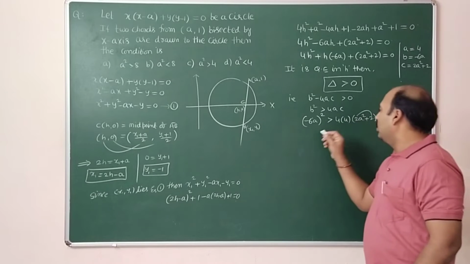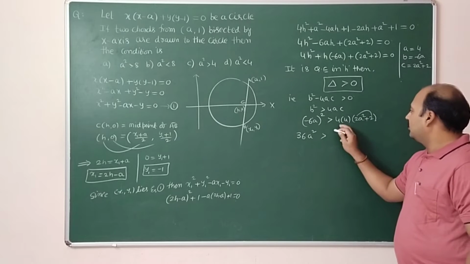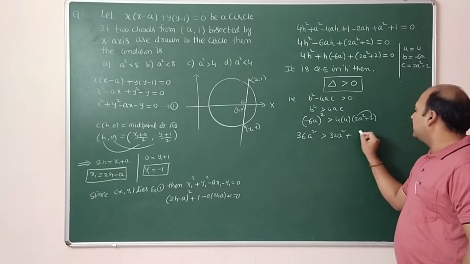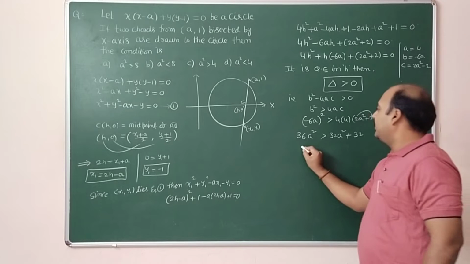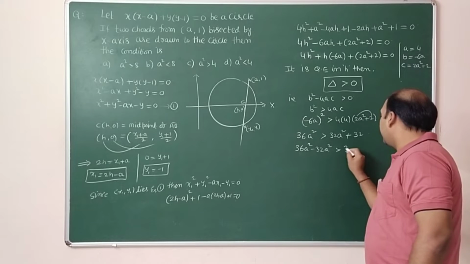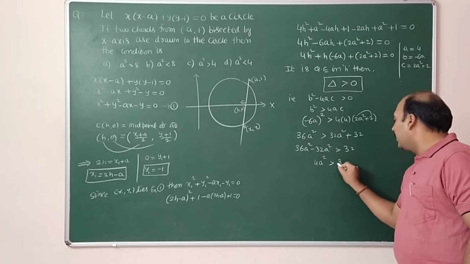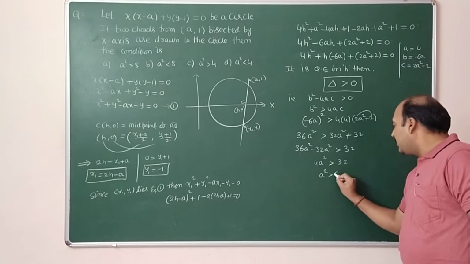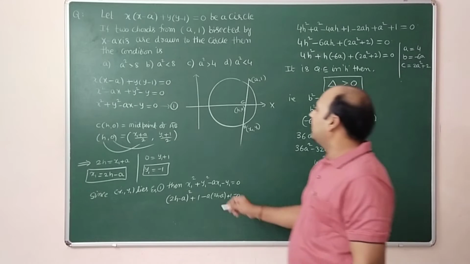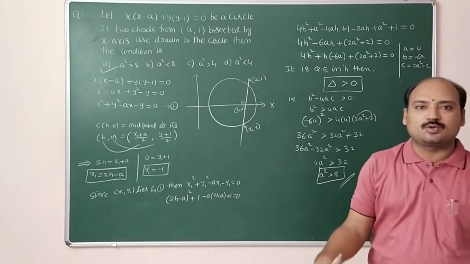Even 2 also take common this side only. It will become 36a square is greater than 4 into 4 is 16 into 2, 32a square plus 32. So 32a square you can take this side: 36a square minus 32a square is greater than 32. 36 minus 32 is 4. 4a square is greater than 32. a square is greater than 8. So then the condition is a square is greater than 8, which is there in the first option. We will move to the next question.